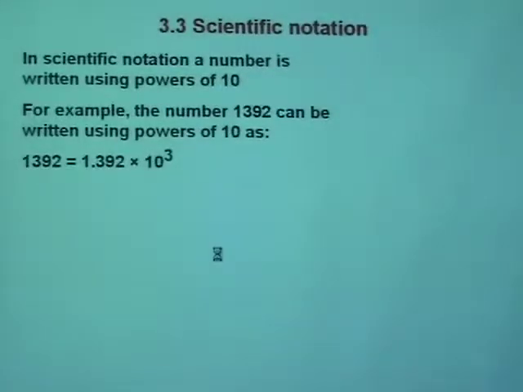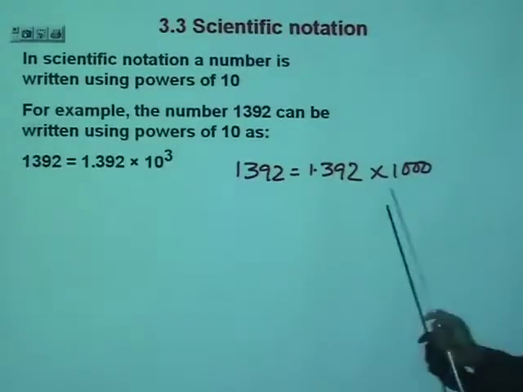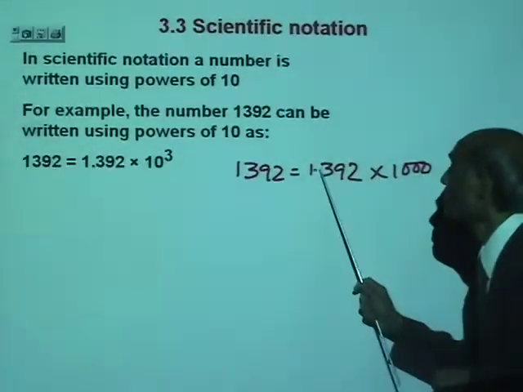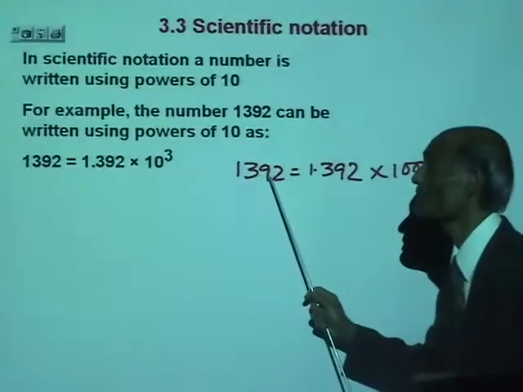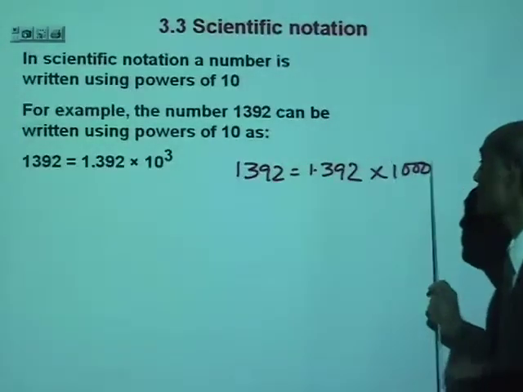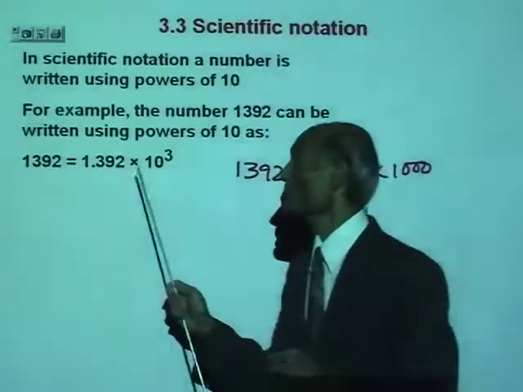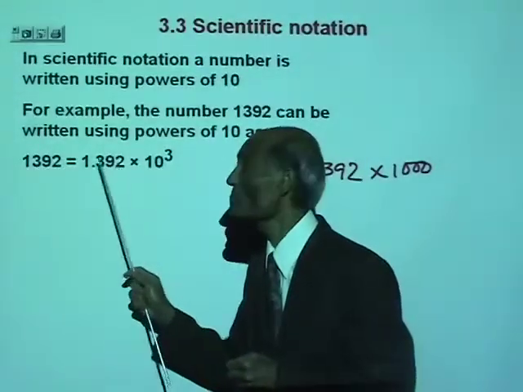Now, you know that 1392 is the same as 1.392 multiplied by 1,000. Is that right? Because you multiply a decimal number by 1,000, move the decimal 3 places to the right, you get 1,392. And 1,000 is the same as 10 raised to the power of 3. So, it's a very simple thing to do to write a number like this in scientific notation.